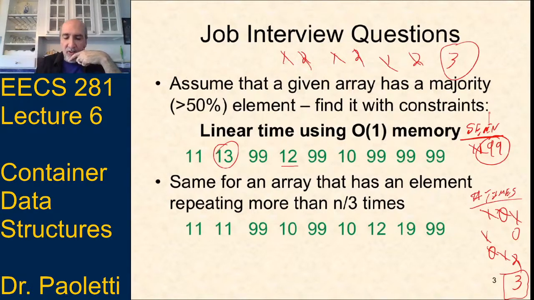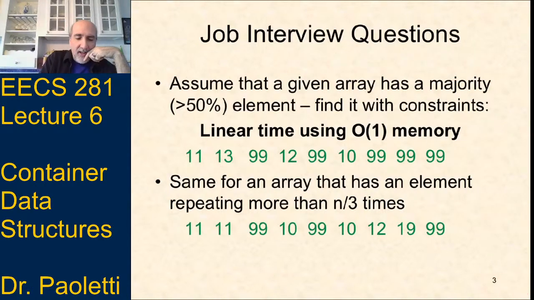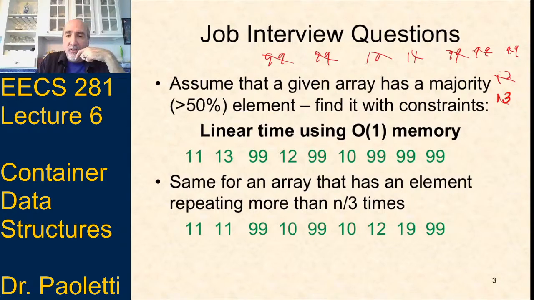If 99 wasn't the last one, that would be okay. What if I had something like this? What if I had 99, 99, 10, 11, 99, 99, 99, 12, 13. I'd say, okay, I got 2 99s, which are canceled out, 1, 2, 3 99s, of which 2 are canceled out. I'm still left with 99 occurs once. Let's go back and count it.